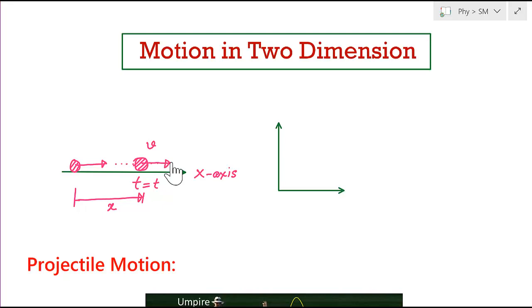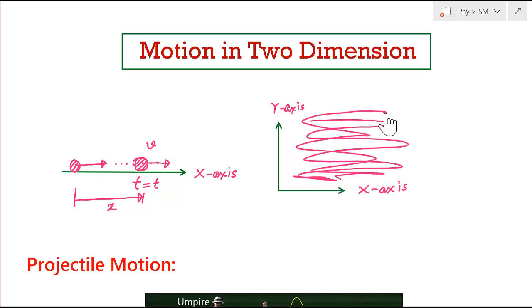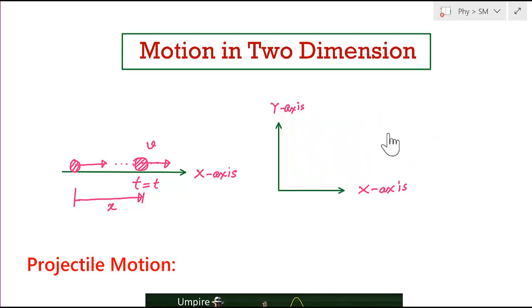Now the extension of 1D motion is 2D motion, that is two-dimensional motion, and two-dimensional motion happens in a plane. In one-dimensional motion, the motion happens on a straight line. In two-dimensional motion, the motion takes place in a plane. So what do we mean when we say plane? A plane consists of two axes. Here I have an x-axis and here I have a y-axis. Using these two axes, we now have a plane. So this is my plane. Now the motion will happen in this plane, and we will call this a two-dimensional motion.